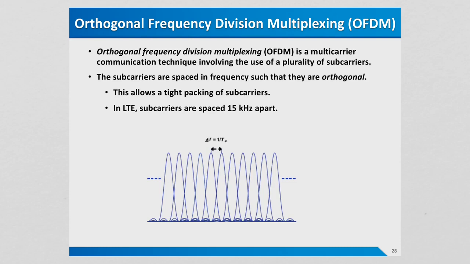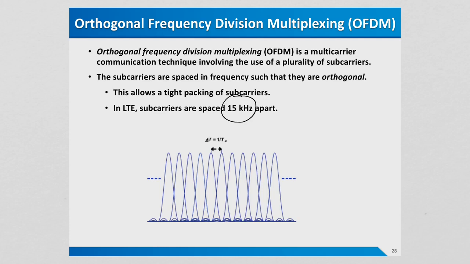The idea with orthogonal frequency division multiplexing is to take the overall signal, and instead of transmitting a wide bandwidth signal, it breaks it up into a whole bunch of small narrowband signals. In LTE, each signal is 15 kilohertz in width, and these signals are packed very closely together. In fact, they're 15 kilohertz apart, so you can pack in a whole bunch of subcarriers. There are a lot of benefits to using OFDM, as you'll see shortly.